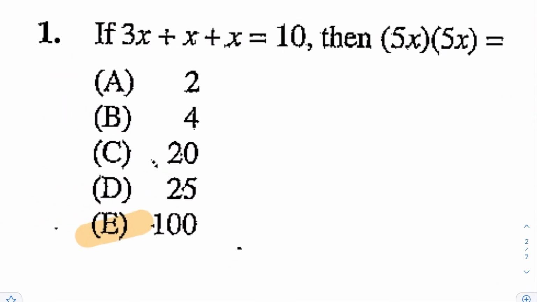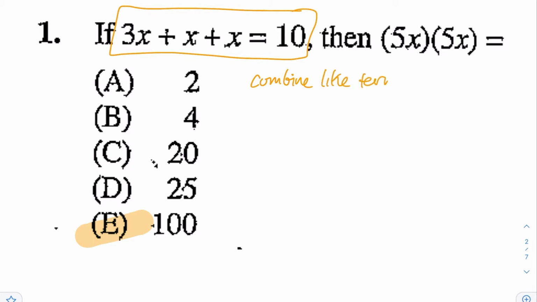For question number 1, if 3x plus x plus x is equal to 10, then 5x times 5x is equal to. So here, for the left side of this equation, we should really combine like terms. When you combine like terms, you have to first identify the like terms in terms of the variables. So they're all in terms of x, which is good. And the last part is, of course, just adding or subtracting the coefficients. In this case, there is an invisible 1 for both of these x's, so just keep that in mind.